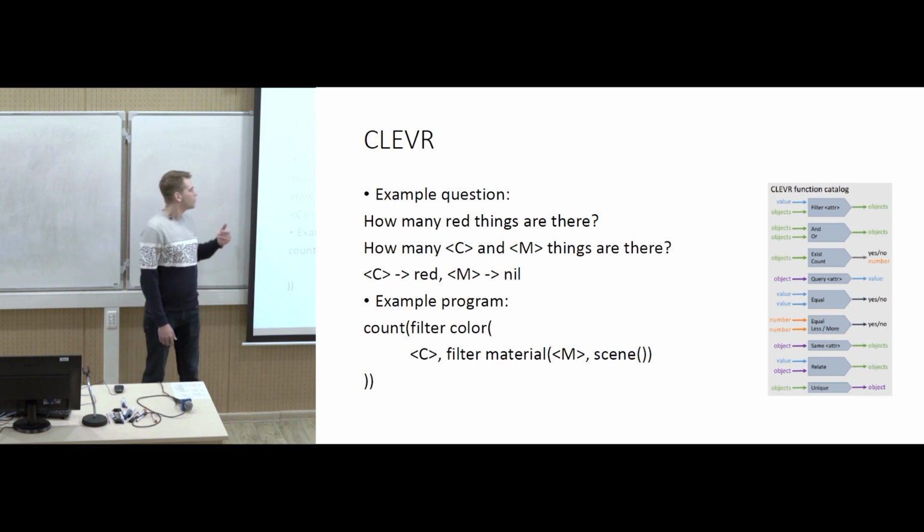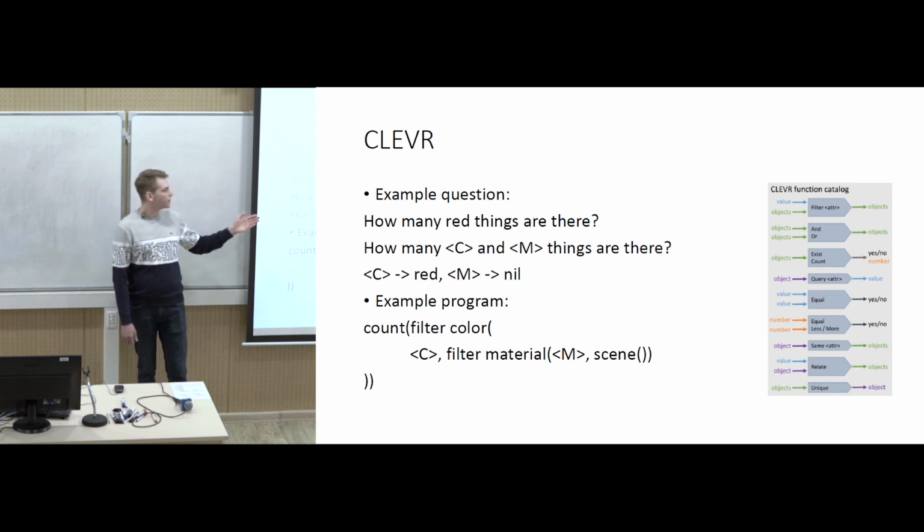So, for example, if we see a question, how many red things are there, it was generated by firstly sampling a picture, then sampling a question family corresponding to this type of program. It looks like we count the objects that we get by filtering color C and filtering material M. This time, color C corresponds to red and M corresponds to nil, so it is not actually represented in the question.